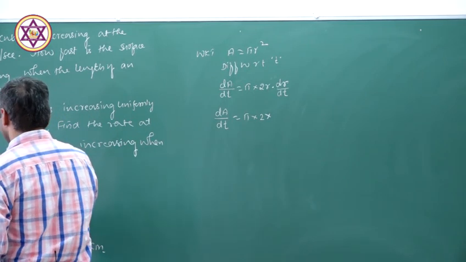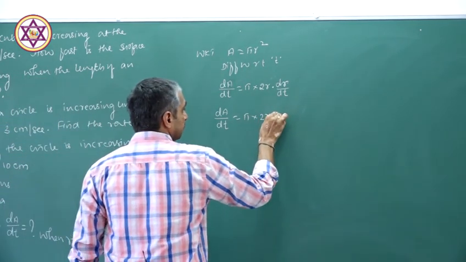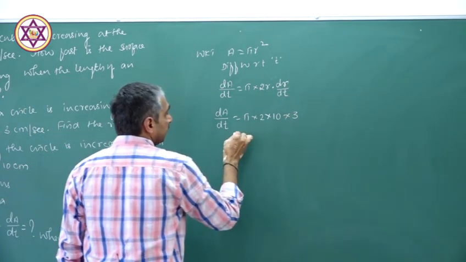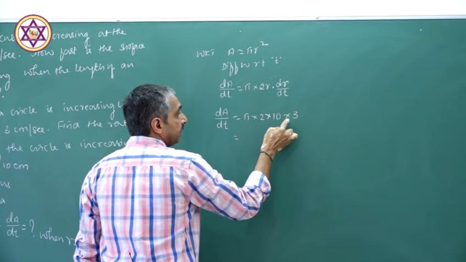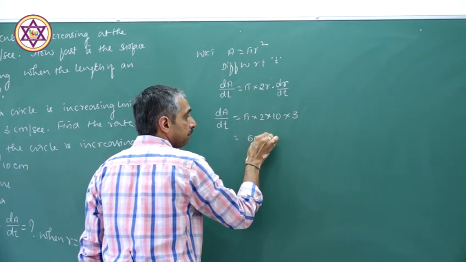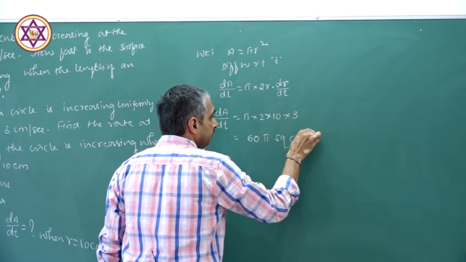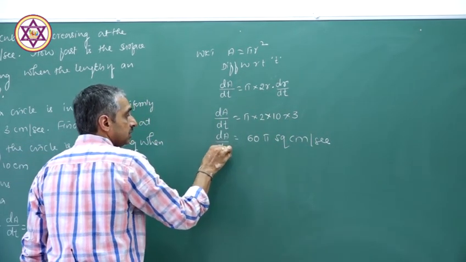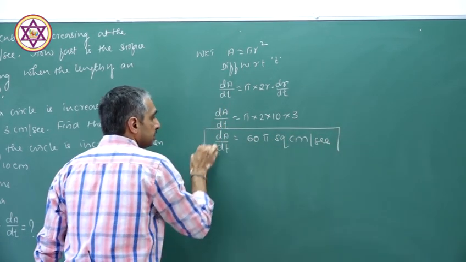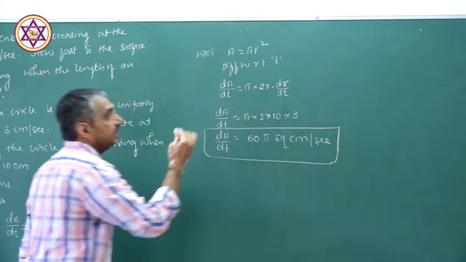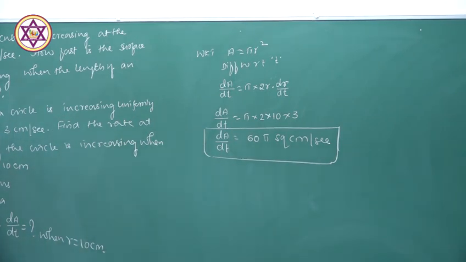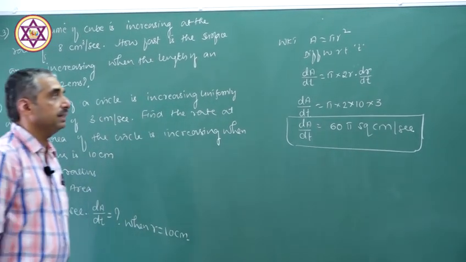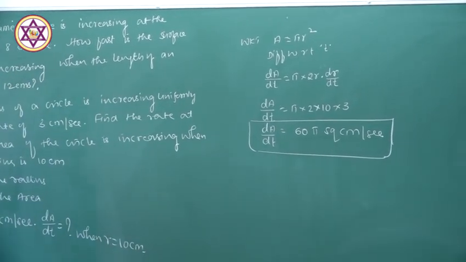What do you mean by r here? The radius is given, that is 10, into dr by dt, which is given as 3. So it is 20 into 3, that is 60 pi square centimeter per second. So the area changes at the rate of 60 pi square centimeter per second, that is the rate of change of area with respect to time.